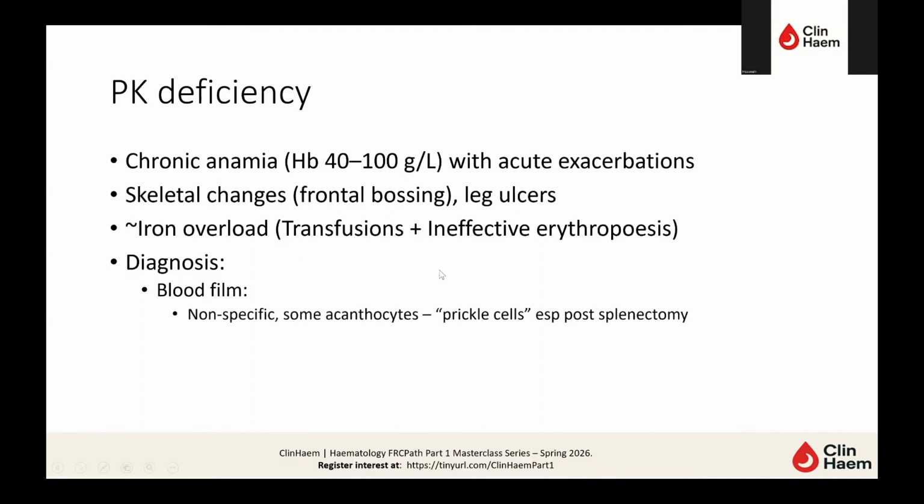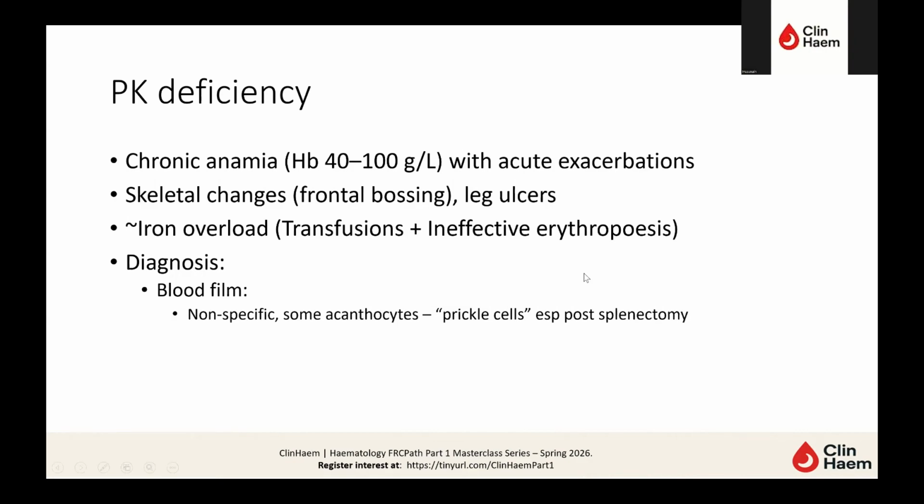Sometimes people see something called prickle cells, which are acanthocytes. Acanthocytes are red cells which have horns coming out of them at irregular intervals. Echinocytes have horns coming out of them at regular intervals. Acanthocytes are the ones that have horns coming out at irregular intervals.